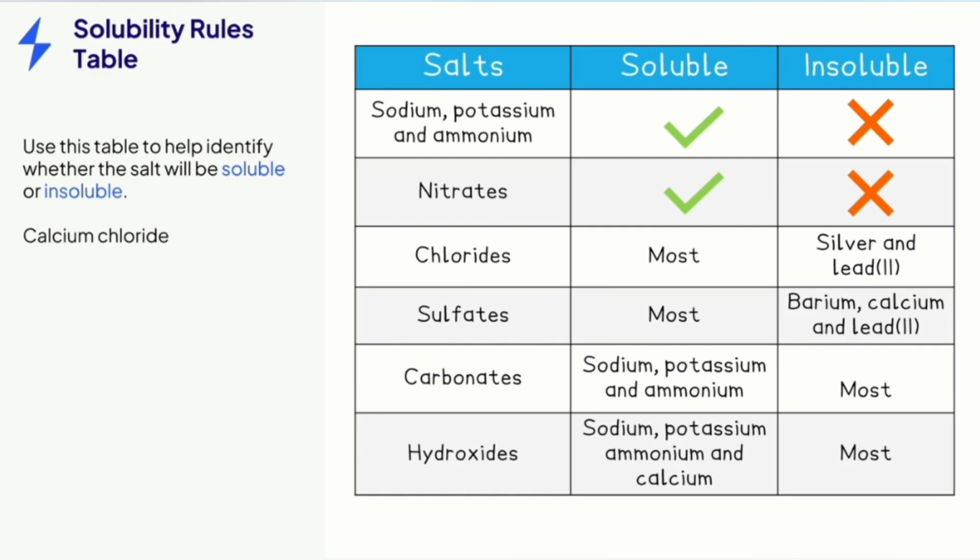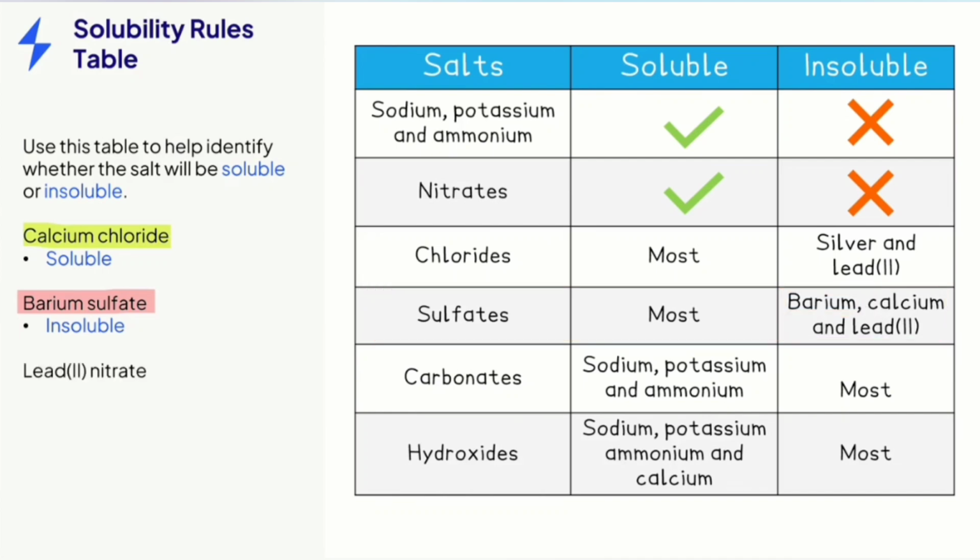Calcium chloride is a chloride salt. The only insoluble chloride salts are silver and lead, which means that calcium chloride is a soluble salt and will dissolve in water. Barium sulfate is a sulfate salt. Most sulfates are soluble and will dissolve in water, but notice in the table that barium fits in with the insoluble column, therefore will not dissolve in water.